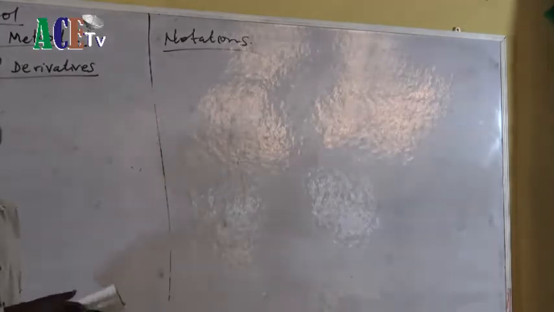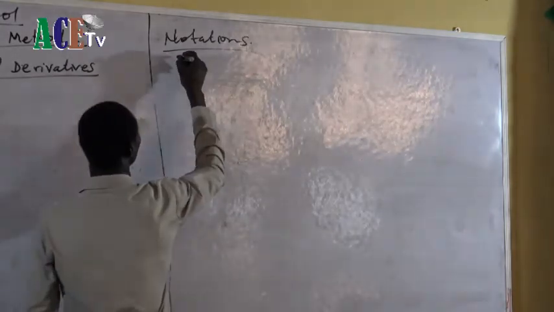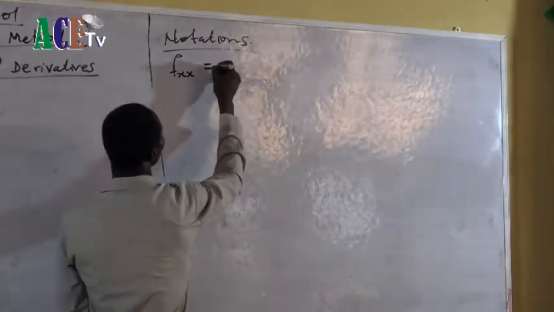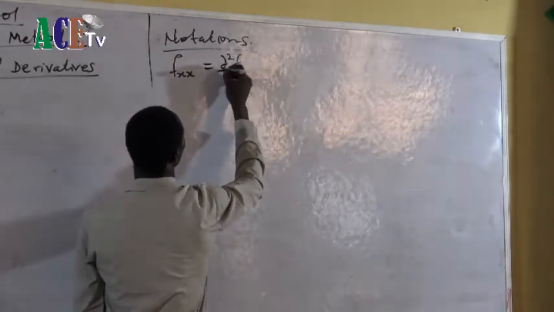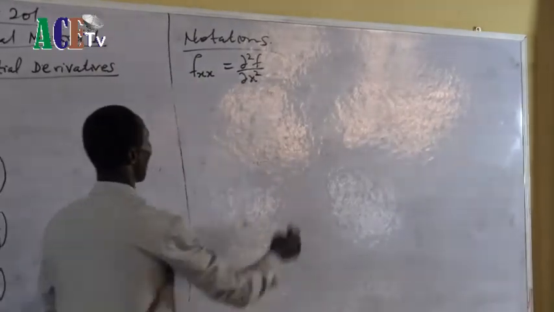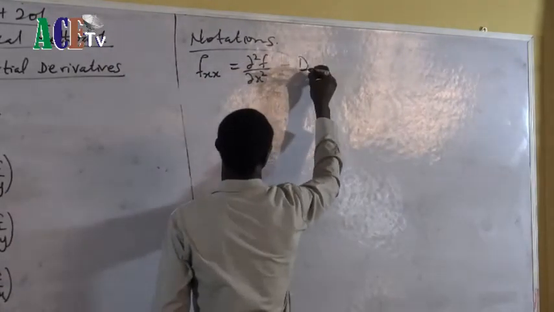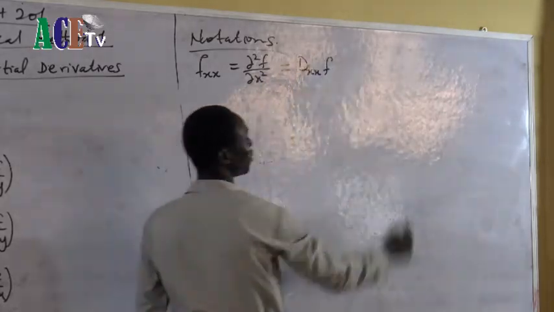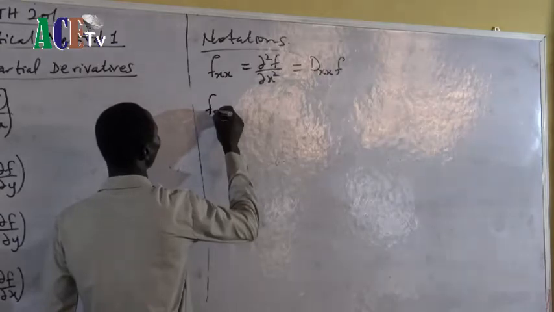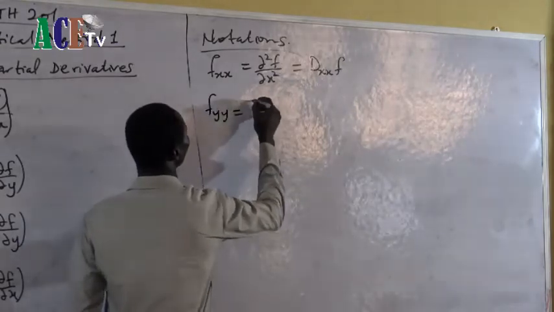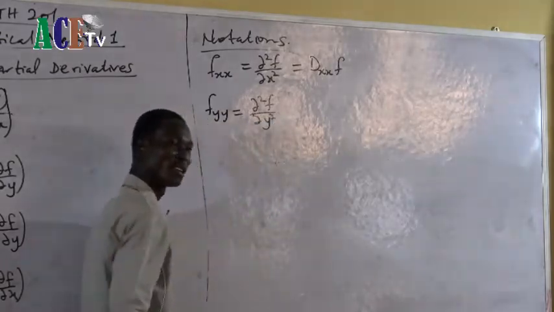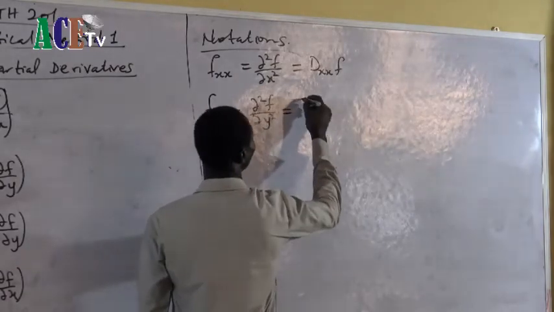What are the ways by which I can write? If you see this notation, it means this. That is the meaning, and I can write it like that. That's just the meaning. If you see this, it means this, and I can write it as that.